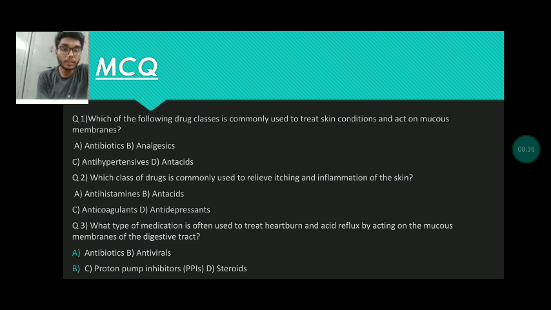Third MCQ. What type of medication is often used to treat heartburn and acid reflux by acting on the mucous membrane of the digestive tract? First option is antibiotics. Second option is antiviral. Third option is proton pump inhibitor, and fourth option is steroids.